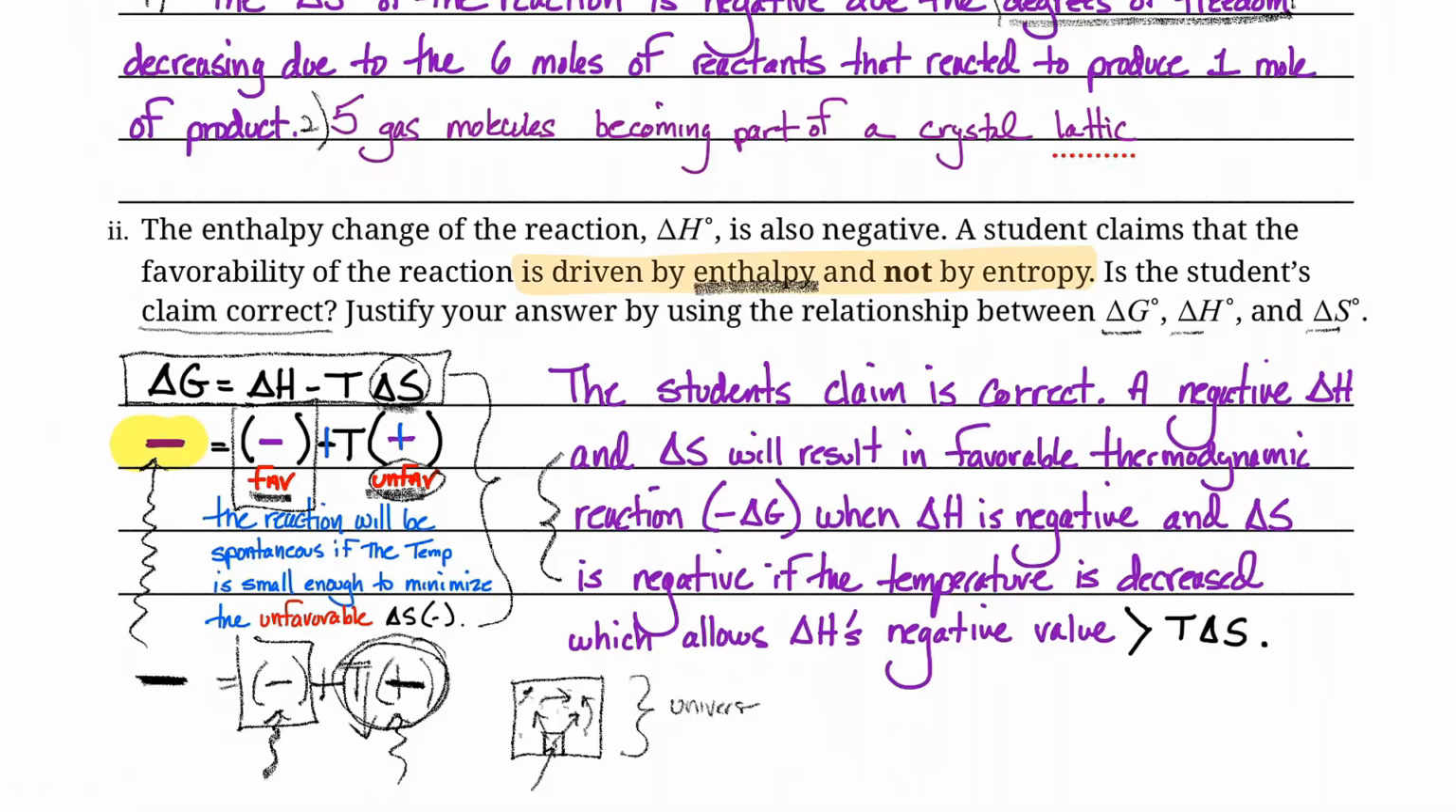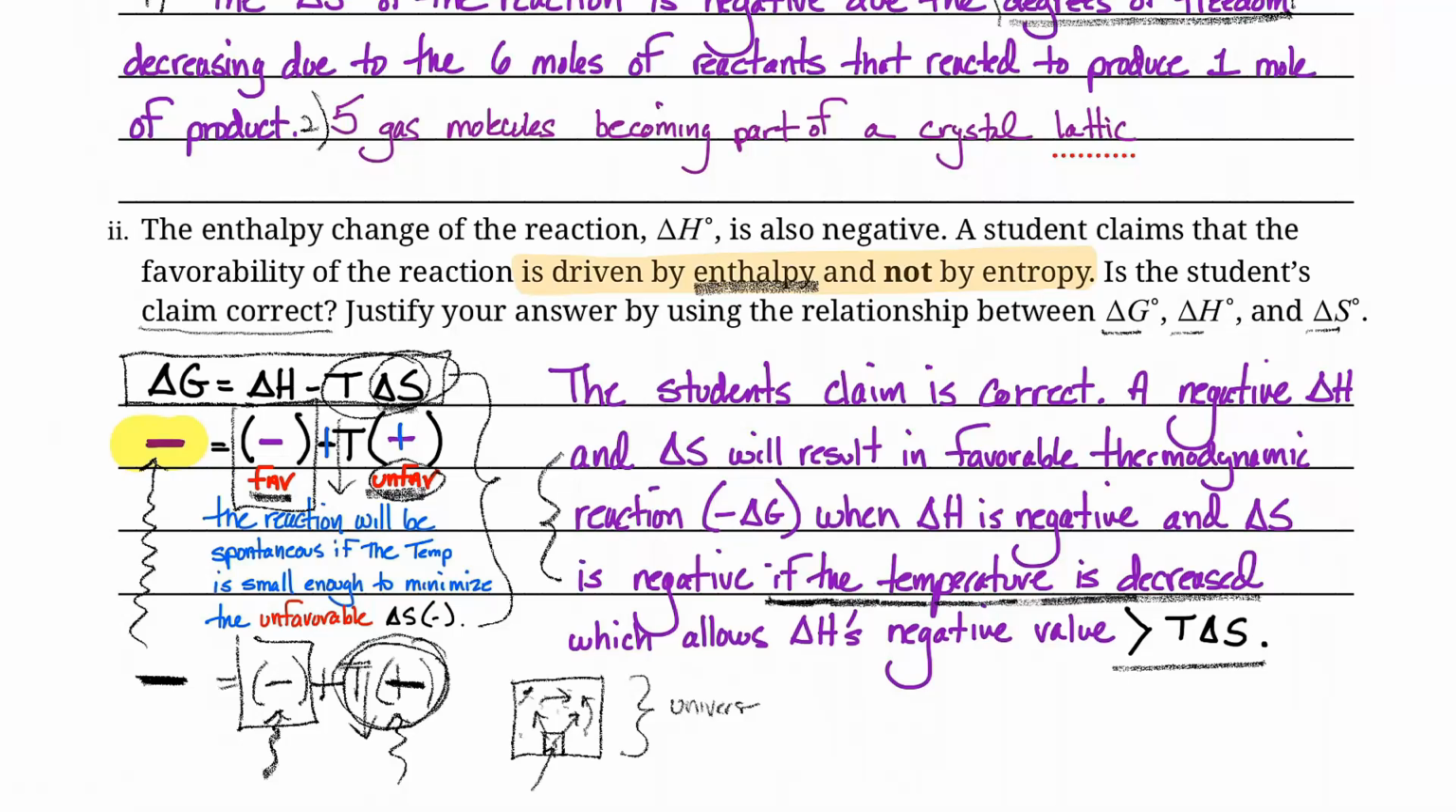A negative delta H and a negative delta S, so both of them negative, will result in a favorable thermodynamic reaction, negative delta G. That only is true if the temperature is lowered to minimize that we just talked about, which allows the delta H's negative value to be greater than that. So what you needed to talk about, in my opinion, to justify the fact that we have one favorable condition and one unfavorable, we have to make sure that we minimize this part of the equation, and that's what I'm talking about here, and you've seen this before.